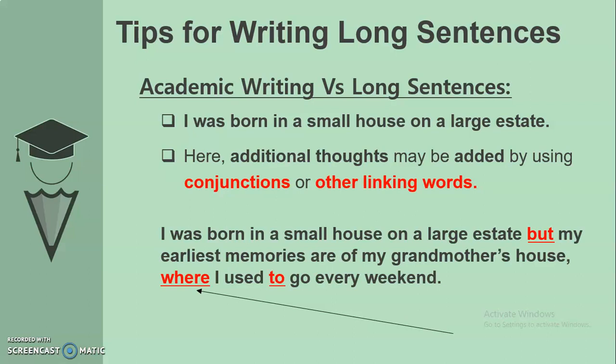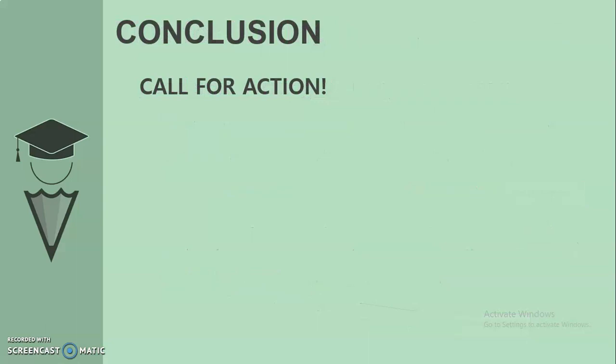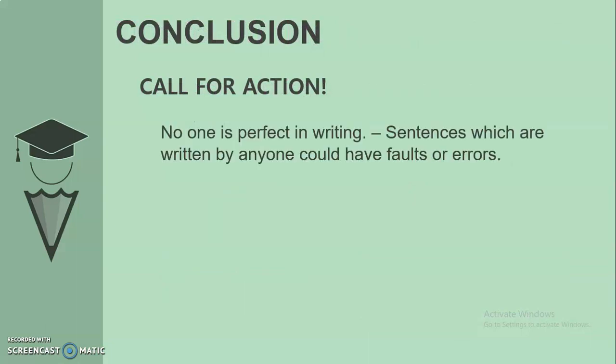I was born in a small house on a large estate, but my earliest memories are of my grandmother's house, where I used to go every weekend. So we have a coordinating conjunction, but, and then we have other linking words, where and to. In this way we can develop longer sentences to show clearer and better idea relationships in our sentences. This will take us to the end.